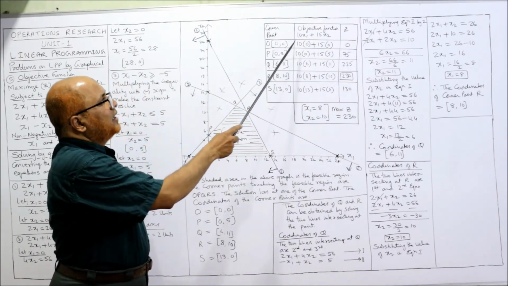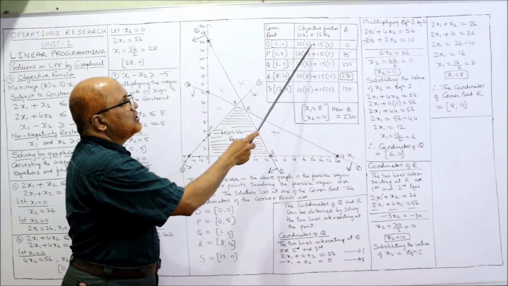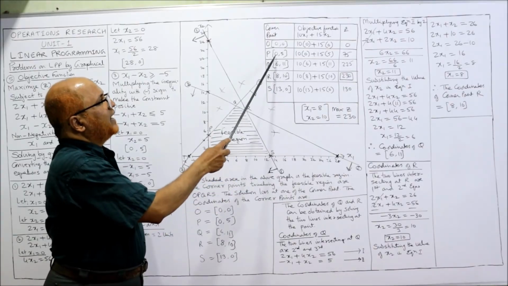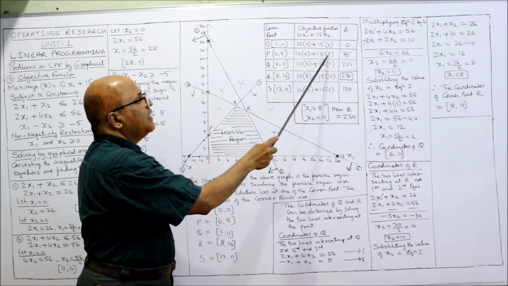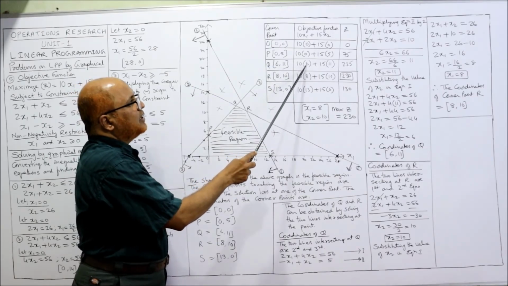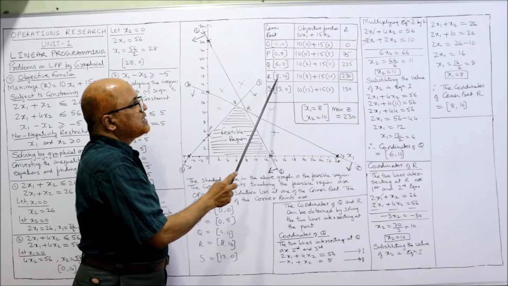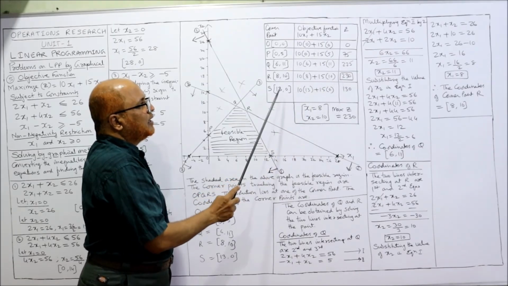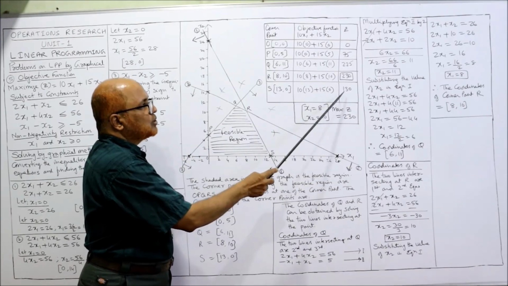Now substitute. In first equation, in place of x1 0, x2 0. So 10 into 0 is 0 plus 15 into 0 is 0. So first z value 0. Second, x1 is 0 and x2 is 5. So 10 into 0 is 0, 15 into 5 is 75. Now x1 is 6, x2 is 11. So 10 into 6 plus 15 into 11, you will get 225. Similarly, x1 is 8, x2 is 10. So 10 into 8 plus 15 into 10, you will get 230. Then in place of x1 13, x2 0, you will get 130.